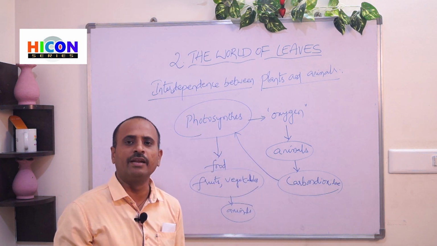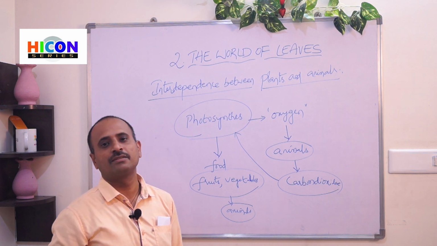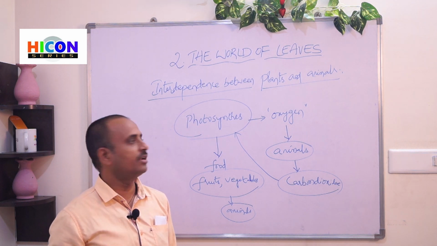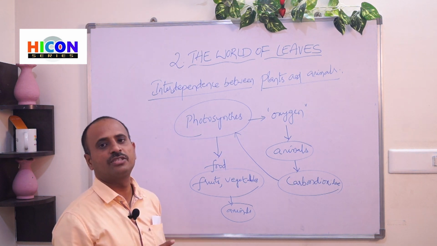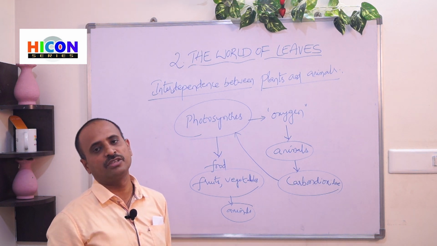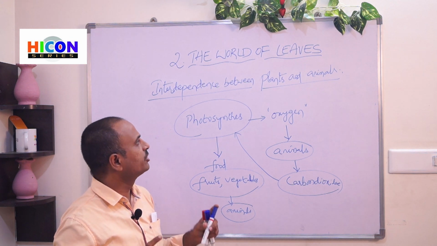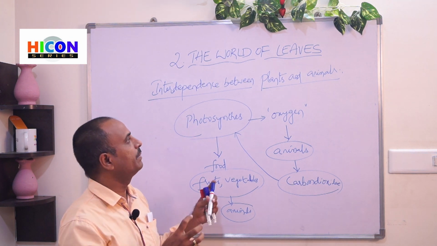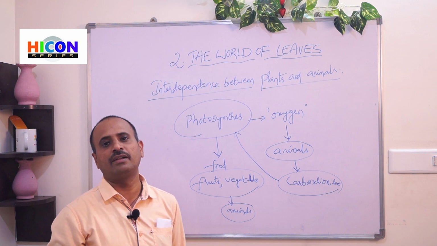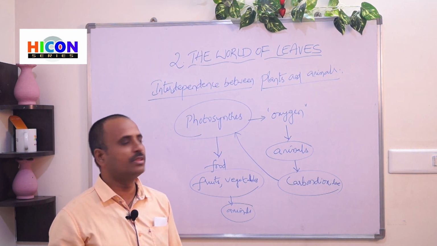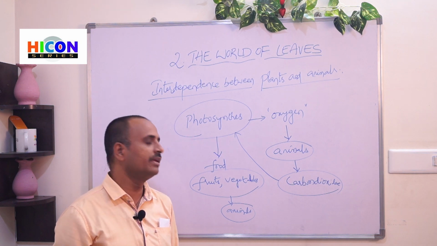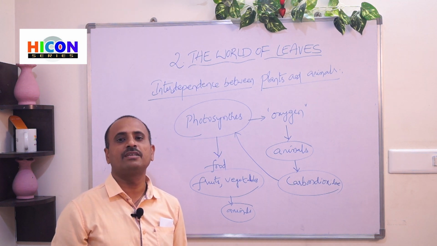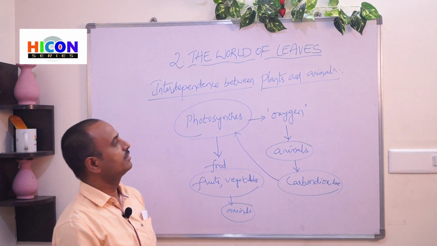So without animals there are no plants, and without plants there are no animals. In this way, both plants and animals depend upon each other. That's why there should be a balance between plants and animals in the environment. We have to keep both plants and animals in our environment. Only then will a natural balance occur in the surroundings.